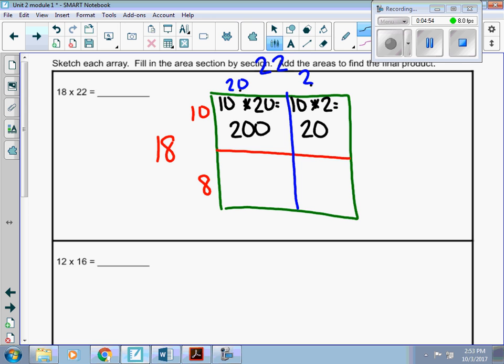And in my bottom row, I have 8. And on top of the first one is still that 20. So 8 times 20 is 160. And on top of the second one is my 2. So 8 times 2 is 16. Then I add up my parts.